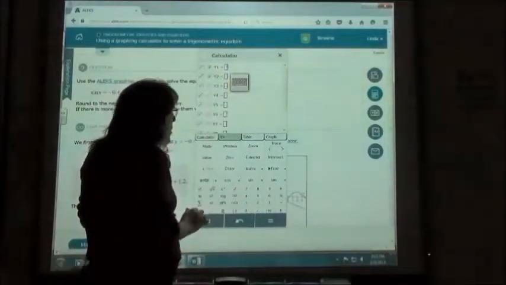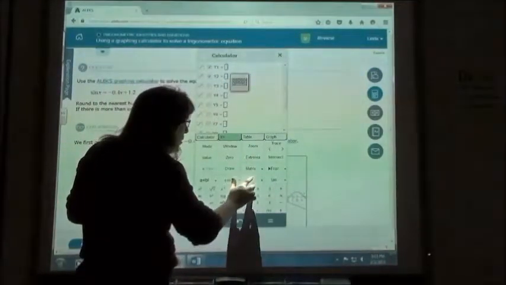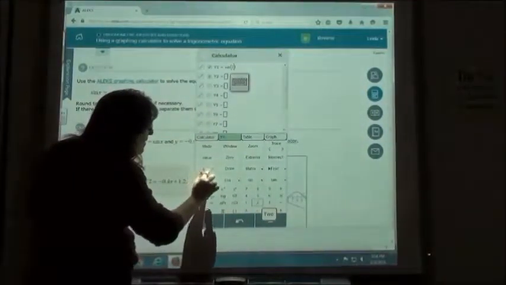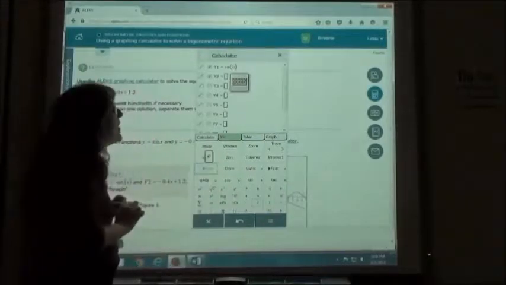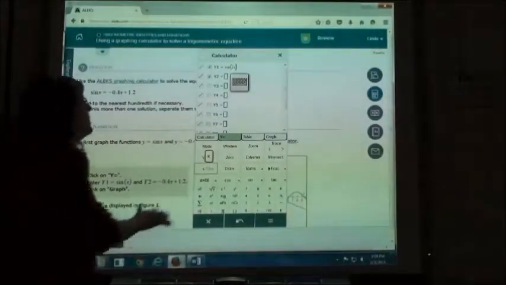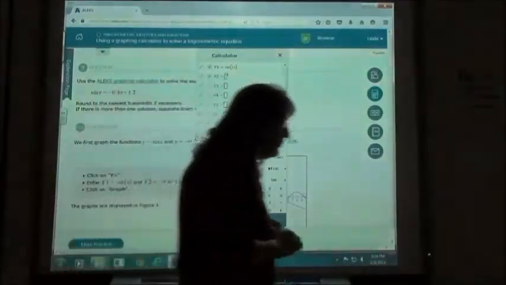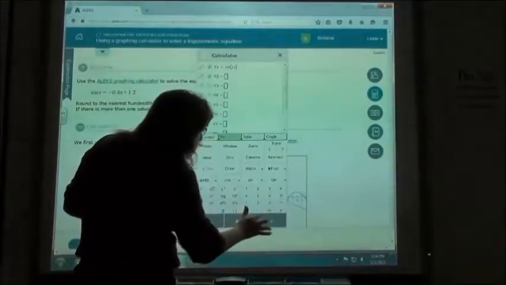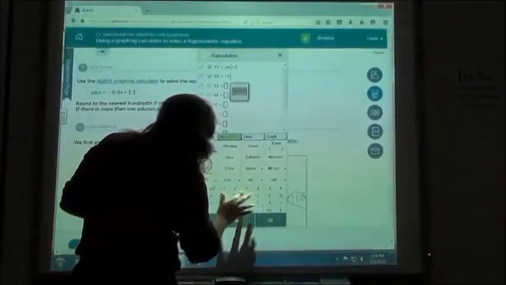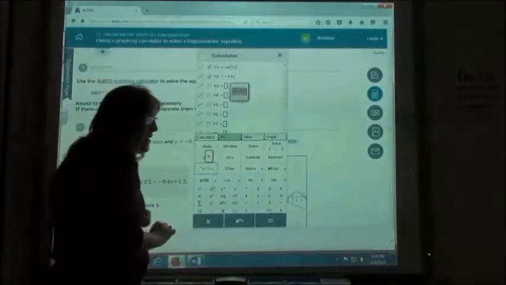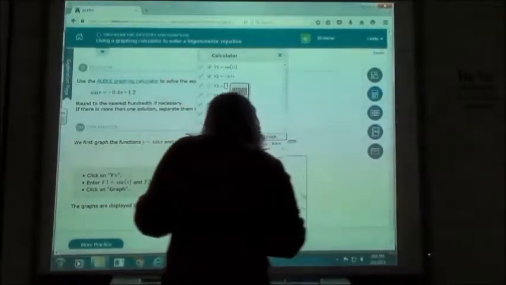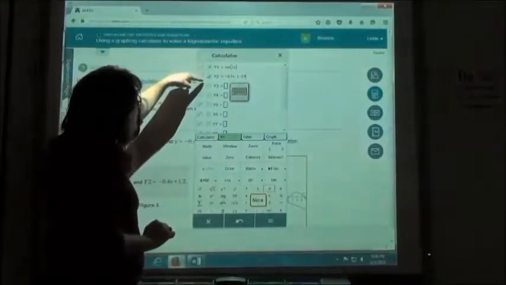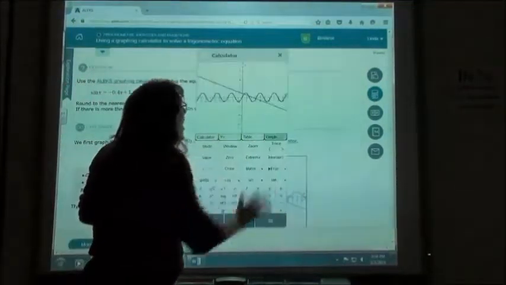So we said first of all we were going to do sine of 2x. So we're going to do sine, and then we're going to do 2, and we're going to use this one that says xt theta n. If we hit that, that's going to put the x in there, and we're going to say sine of 2x. On my other one, it was negative 0.4x. So we can just use the subtraction for the negative. Negative 0.4, again the xt theta n, negative 0.4x plus 0.9. So plus 0.9. Once we have our two equations in there, both of those are checked, we're going to hit graph.